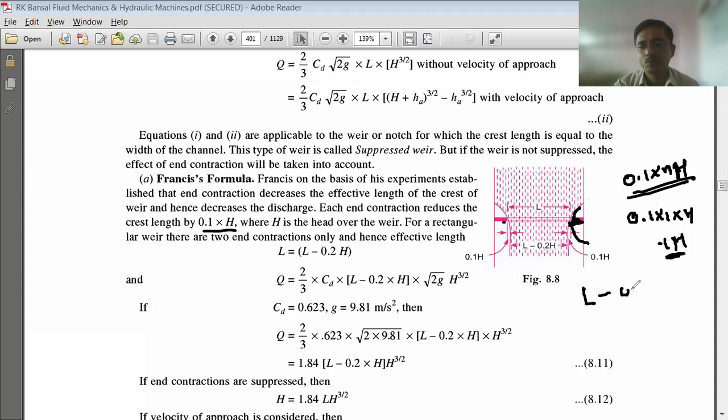पहिल्या केसमध्ये होईल 0.1 h जर एकच एंड कॉन्ट्रॅक्शन असेल. तर दोन एंड कॉन्ट्रॅक्शन असतील तर या ठिकाणी n ची व्हॅल्यू येईल 2. n is nothing but the number of end contractions. ओके, इथे येईल 2, then this will become 0.2 h. In that case effective length will be reduced by 0.2 h. राईट, जर या ठिकाणी नंबर ऑफ एंड कॉन्ट्रॅक्शन 3 असतील 4 असतील त्या केसमध्ये हे पण व्हॅल्यू या ठिकाणी वाढत जाईल. आता तुम्ही म्हणाल या ठिकाणी 3, 4, 5 हे एंड कॉन्ट्रॅक्शन कसे येणार?